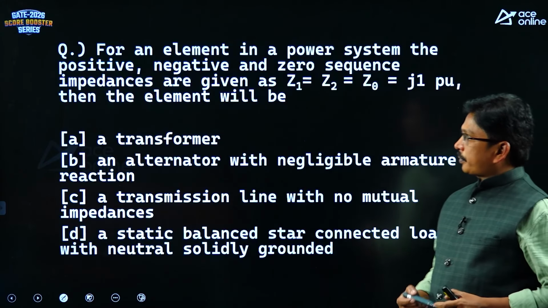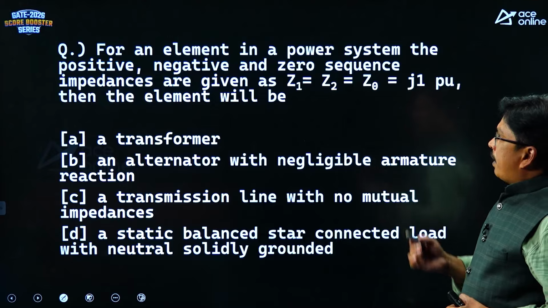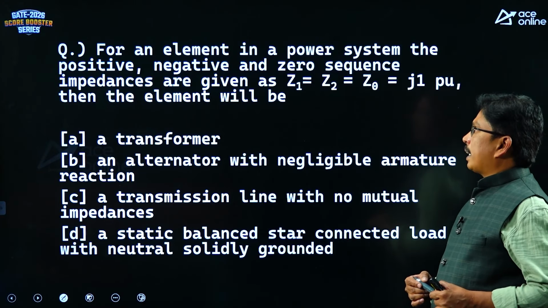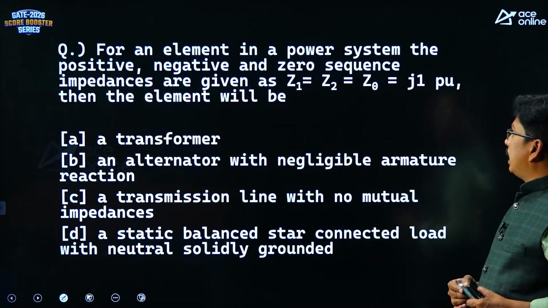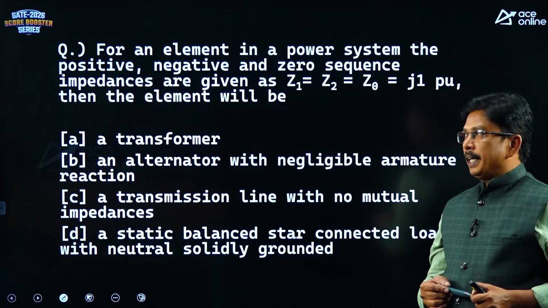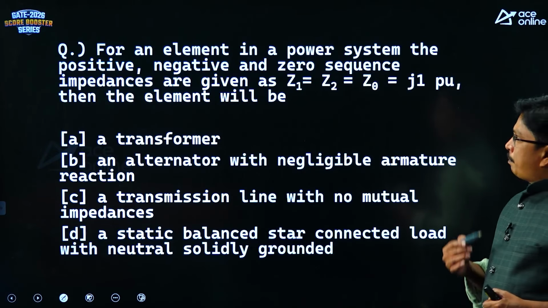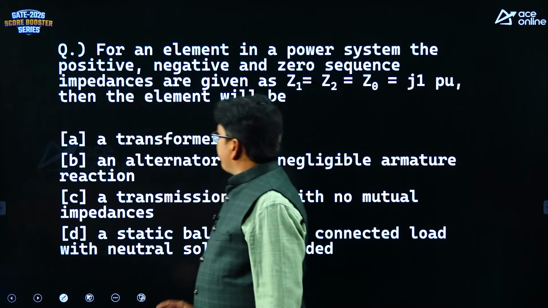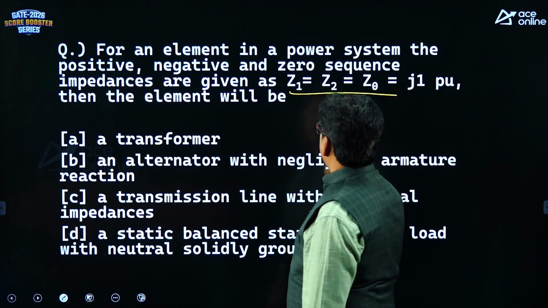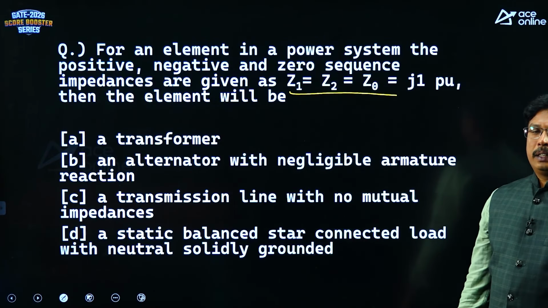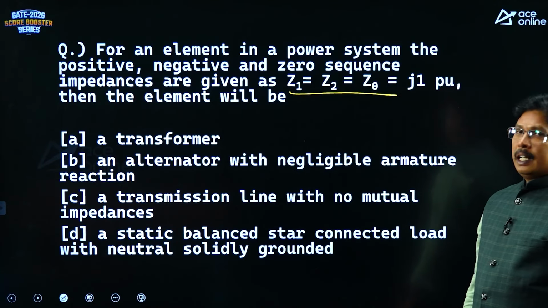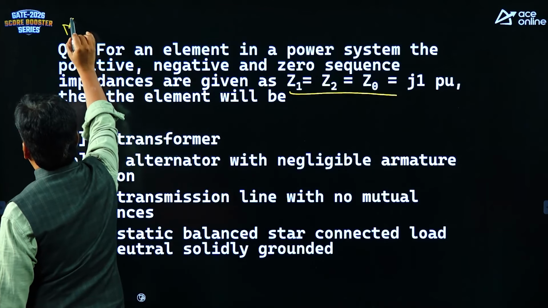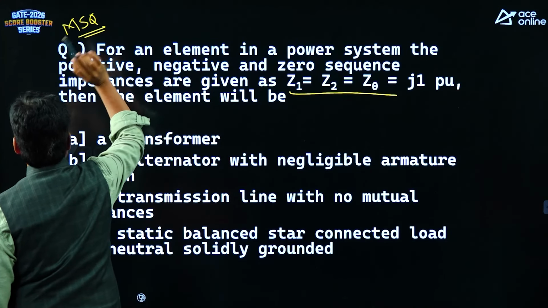See here students, first question: for an element in a power system, the positive, negative and zero sequence impedances are given as Z1 is equivalent to Z2 is equivalent to Z0 is equivalent to j1 per unit. Then the element will be... It is MSQ type, multi-select question.